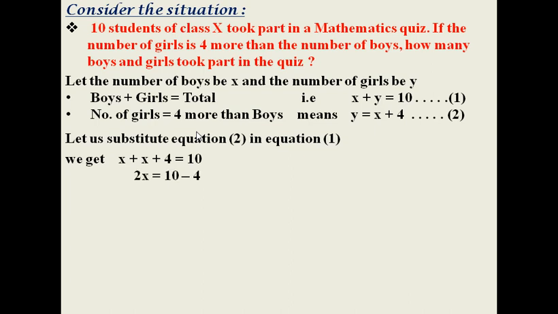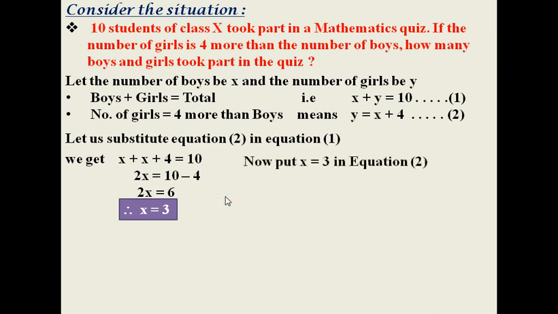By adding x plus x, 2x is equal to 10 minus 4. 2x is equal to 6 and we get x is equal to 3. Means the number of boys is 3.